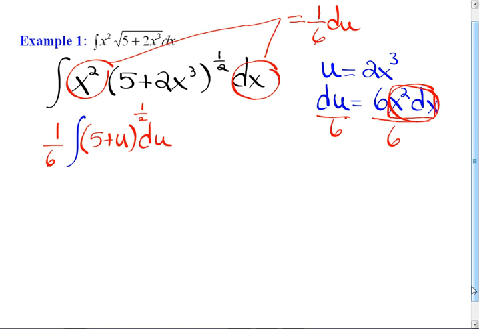It works just fine. If u is equal to 5 plus 2x cubed, then what's du? That's 0. Still works.